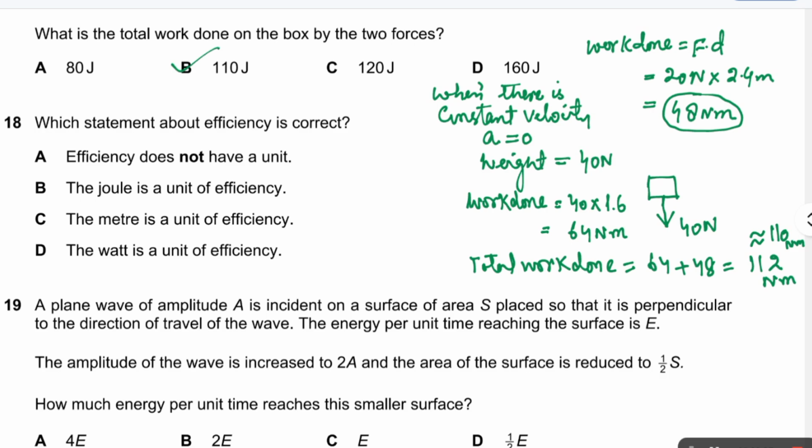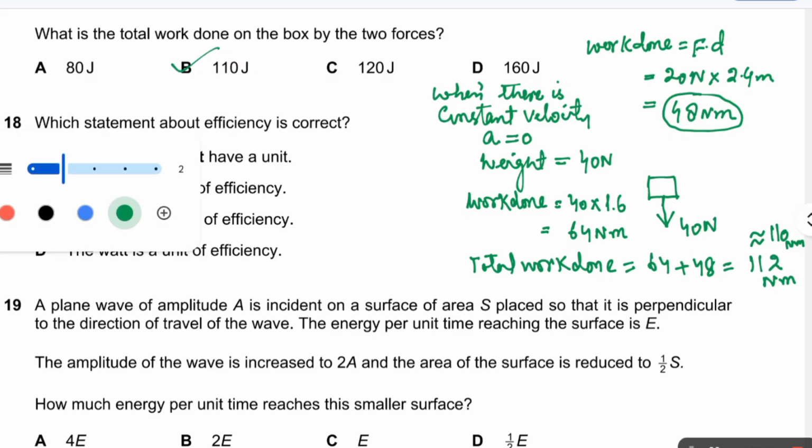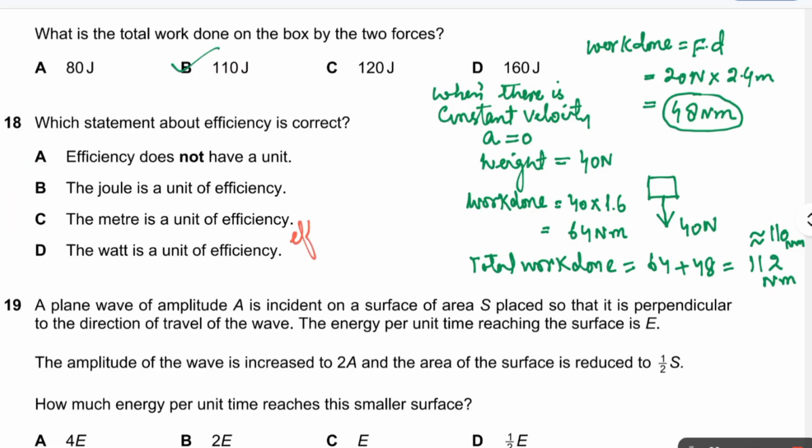Now there is question number 18. Which statement about efficiency is correct? You know that efficiency is always equal to output divided by input, or output power divided by input power. But both have the same physical quantities. Efficiency does not have a unit. The joule is the unit of efficiency, the meter is the unit of efficiency, the watt is the unit of efficiency. No, these are incorrect. So the correct option is A, that is, efficiency does not have a unit.